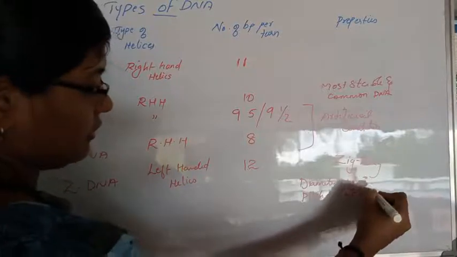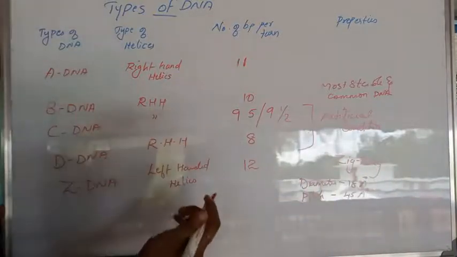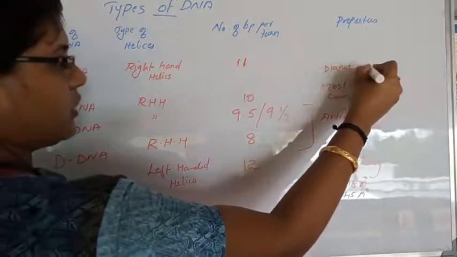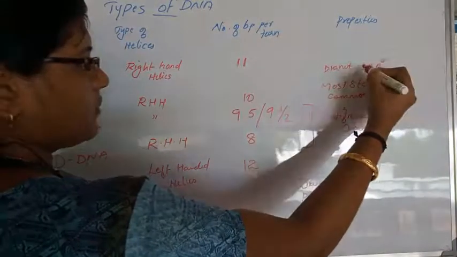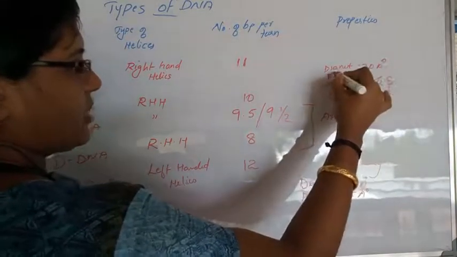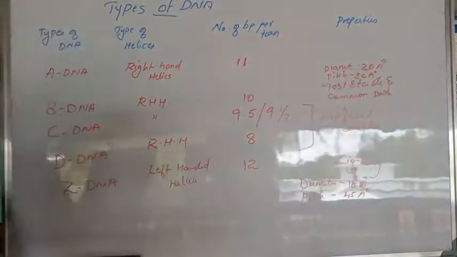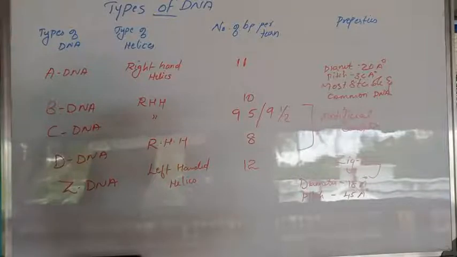And if you see B DNA, the diameter is 20 Angstrom and the pitch is 34 Angstrom. We already discussed this at the time of the structure of DNA. So these are the different types of DNA.